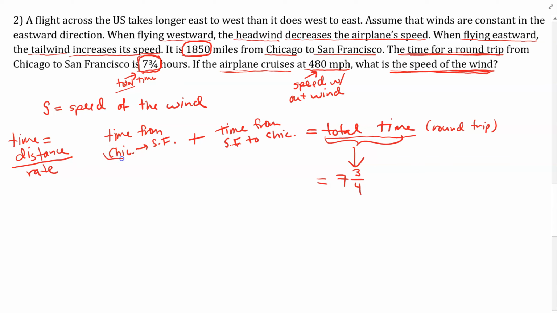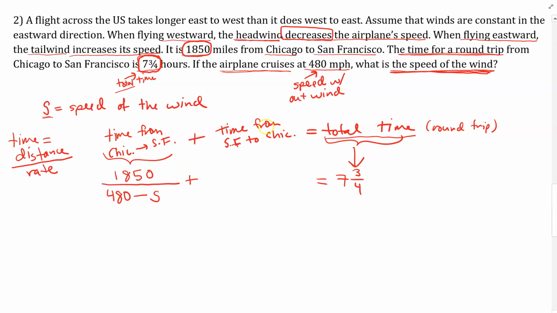Okay, so for the time to go from Chicago to San Francisco, the distance is 1,850 miles. And when you fly westward, which this one is, heading to San Francisco, it's going to be a headwind. It's going to be decreasing the plane's speed. So we're going to take the plane speed, which is 480, and subtract the headwind, which we're calling S. Subtracting it is what helps me slow down the speed of the plane. This is kind of like the combined rate of plane and wind together.